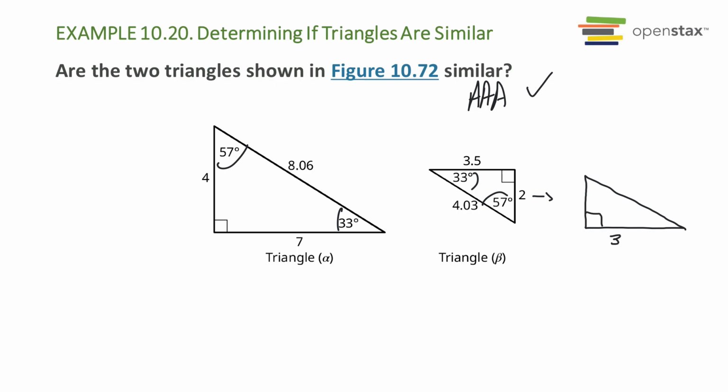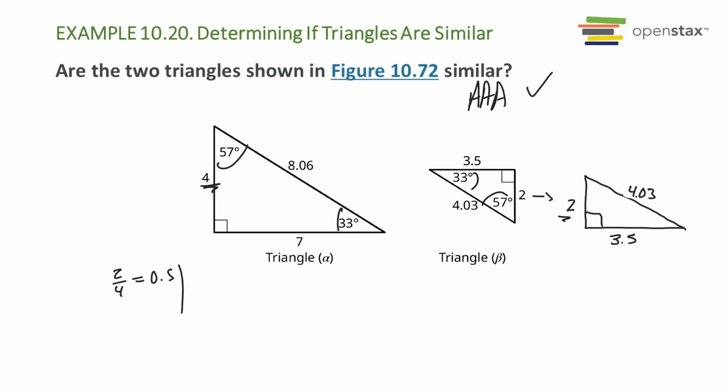So this is the longer side, this is the shorter side, and this is the hypotenuse. If we take the ratio of the sides, which is 4 and 2, so if we do 2 over 4, which is a half, what happens if we do the next side?